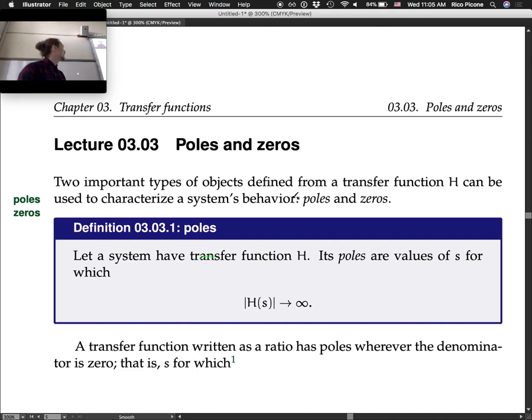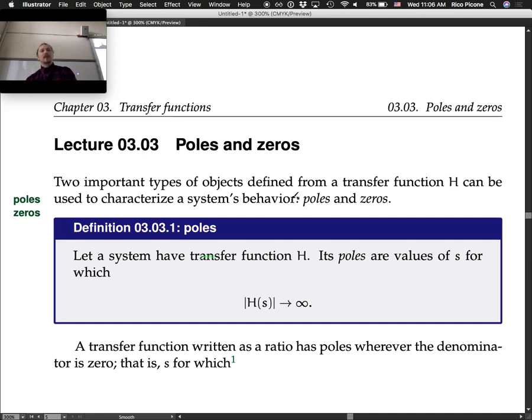Poles and zeros is the title of this lecture. This is the last topic that we're going to talk about in the introduction to transfer functions. However, we're going to revisit transfer functions in a couple chapters, so don't feel like they're going away anytime soon. We've got a good idea of the definition of a transfer function, how to derive a transfer function from a differential equation, how to derive a transfer function from a state space model.